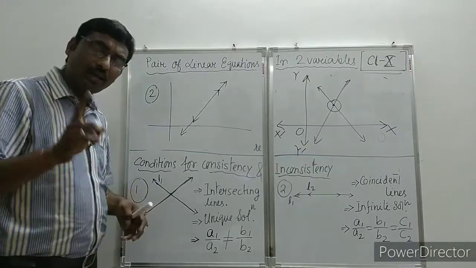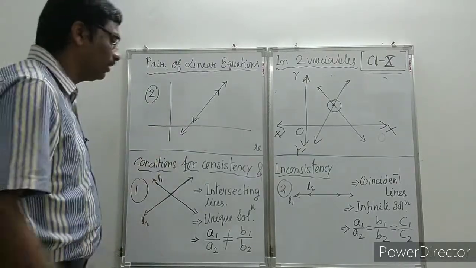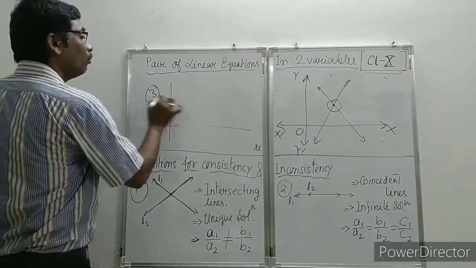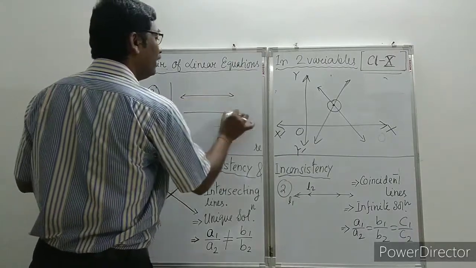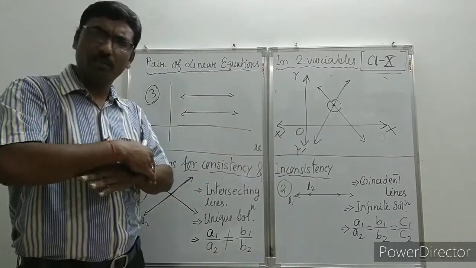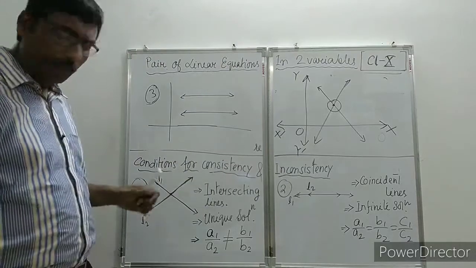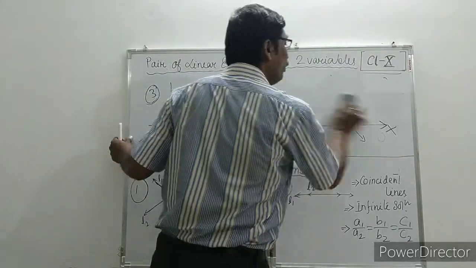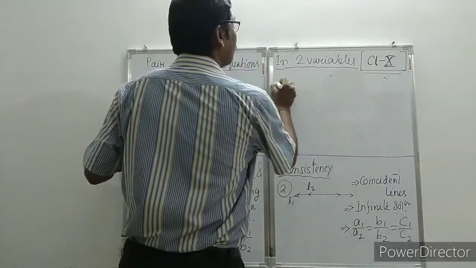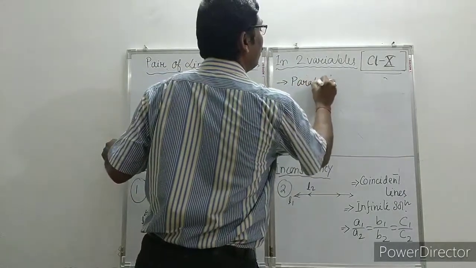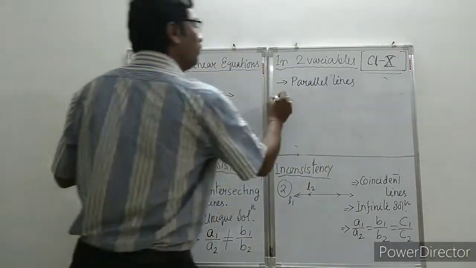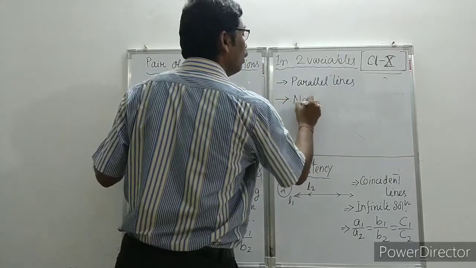Okay. And now the third and last possibility. While drawing the graph, you will see that sometimes both the lines will never meet each other. That means they are parallel. Parallel means they will not meet. So when they will not meet, what? They don't have any solution. This is the third condition. The lines are parallel. So when there are parallel lines, that means they will never meet each other. So there is no solution.